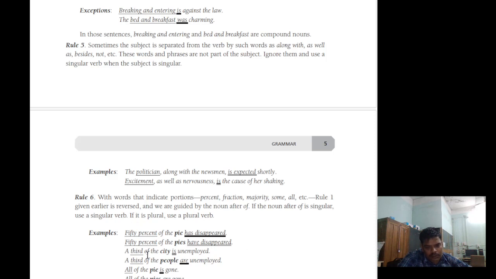A third of the city is unemployed. A third of the people are unemployed. So here we are guided by the noun after of.